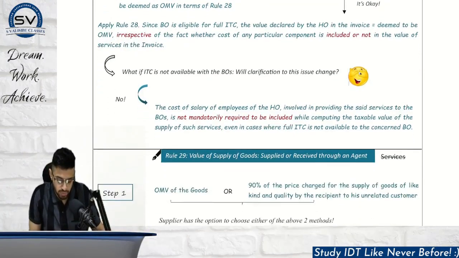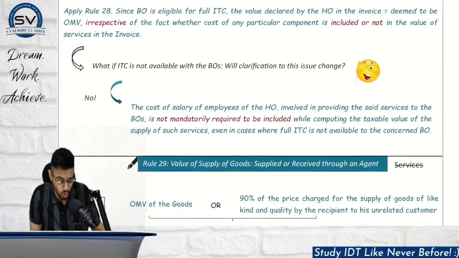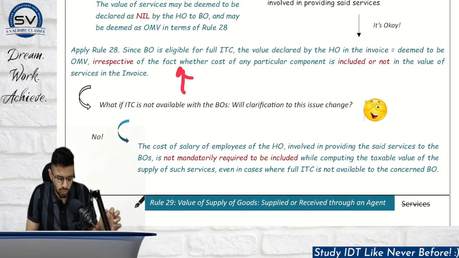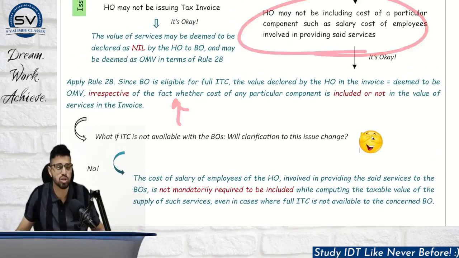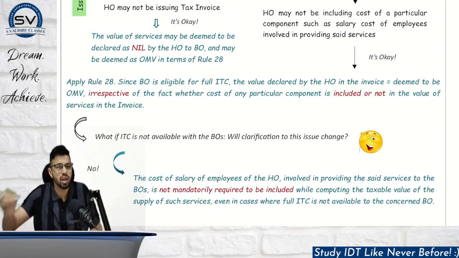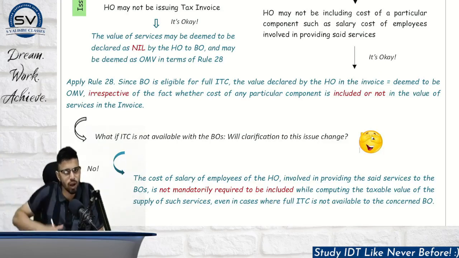Now comes the question, and now this person is scared. See this emoji, this will help you in understanding what is going on. What was the reason that we gave for not including each and every cost? For example, let's say the salary cost of employees was not taken. What was the reason we gave? The reason, the conclusion and the logic that we gave was that the recipient is eligible for ITC. So what is the point in correcting the OMV? What is the point in correcting the invoice value?